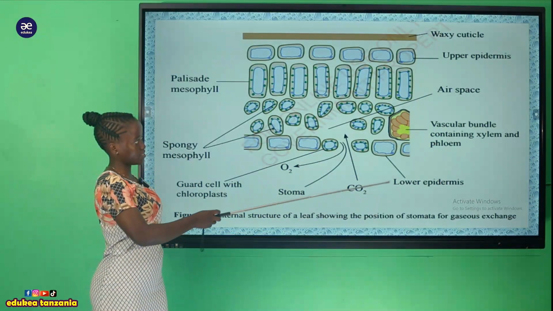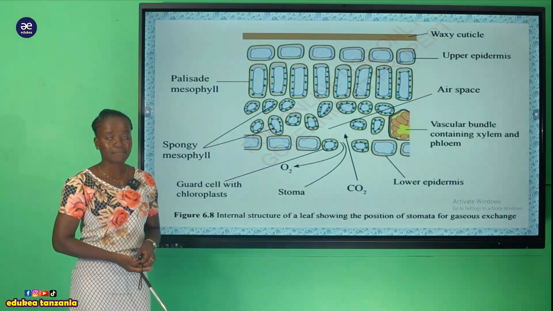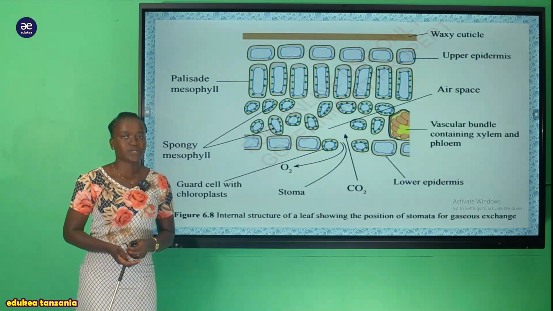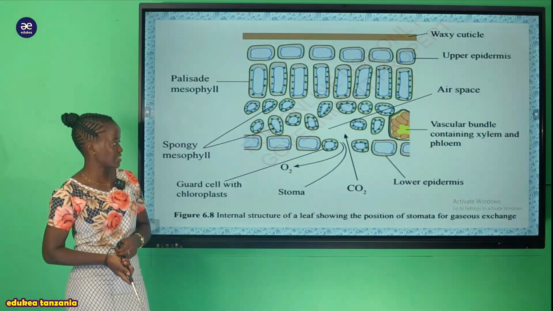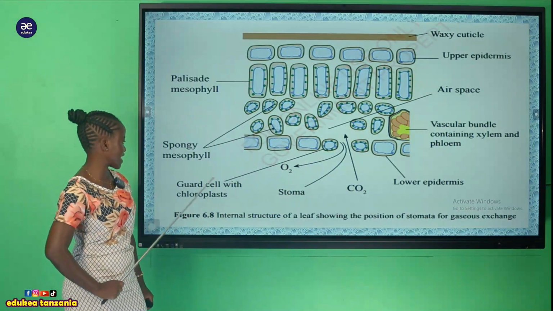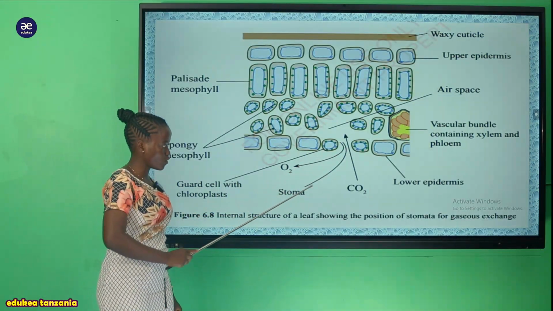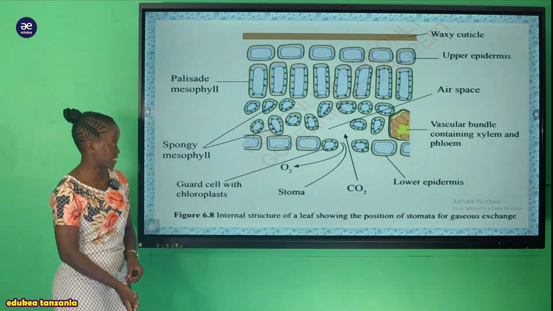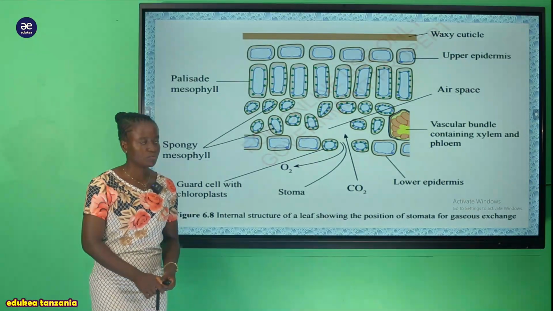Kwenye leaf always there is a presence of the vascular bundles, and when we talk about the vascular bundle, we are talking about the xylem and the phloem. So now you can see this one is the lower epidermis, but this one is the guard cells with the chloroplast, and this one is the stoma. If it is singular, it is known as the stoma. If it is plural, it is known as the stomata.